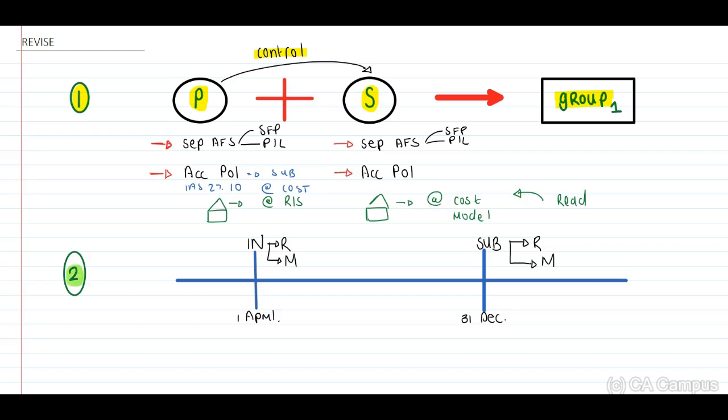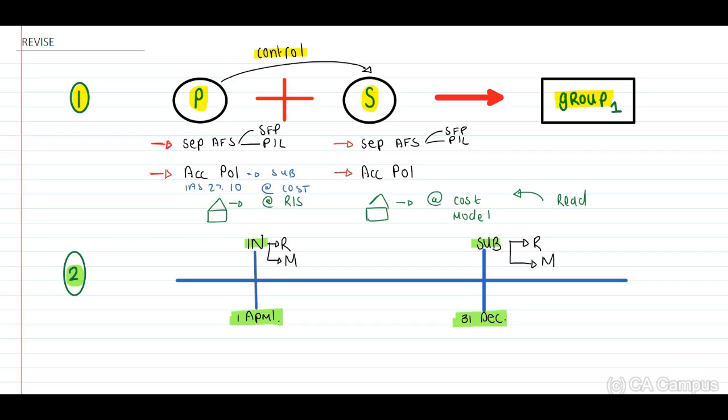Remember the difference between initial and subsequent. Initial will be on the date when they enter into that transaction. Subsequent will be the following year end. Therefore, for example, if they enter into the transaction on 1 April, and the year end is 31 December, our subsequent will be 31 December.